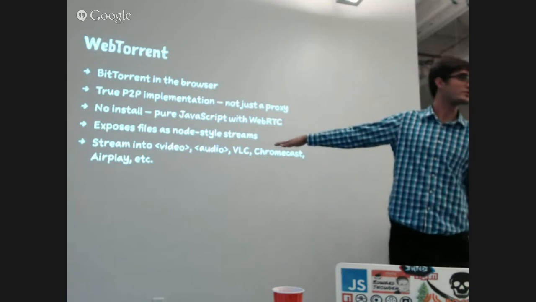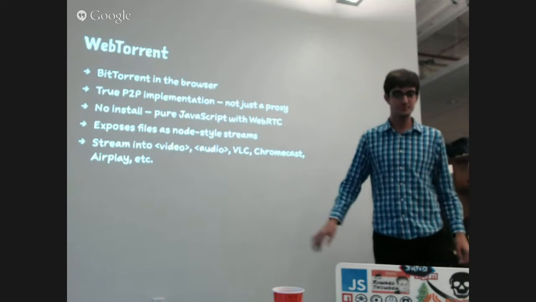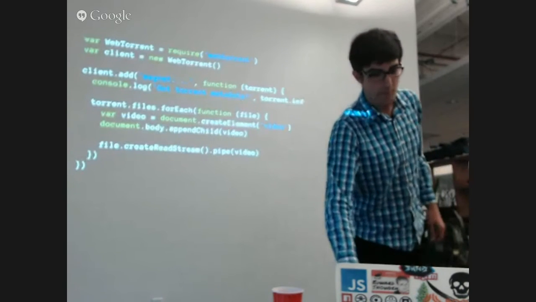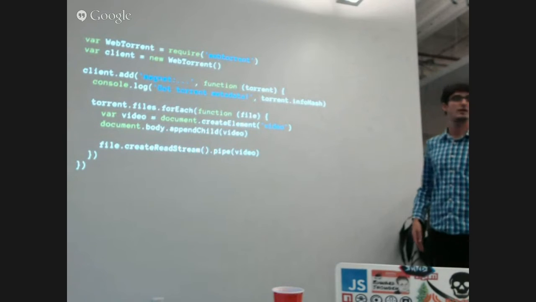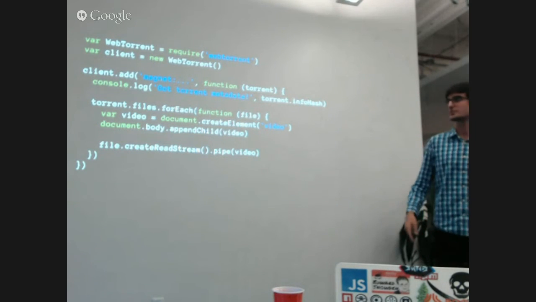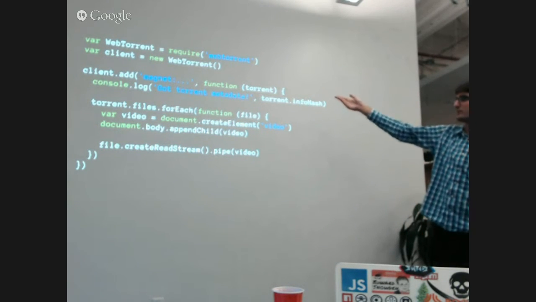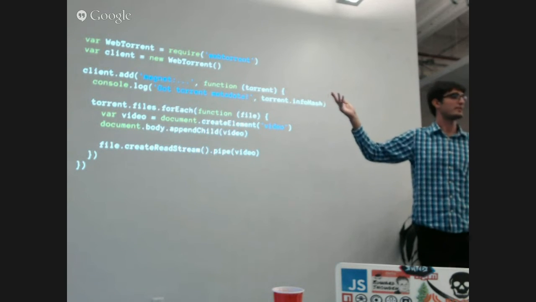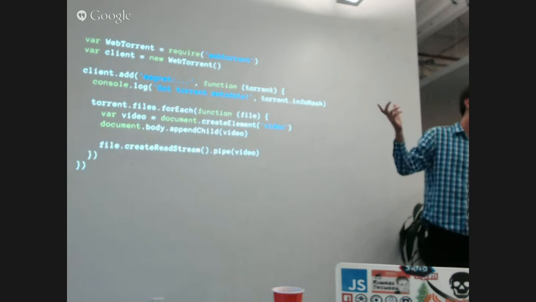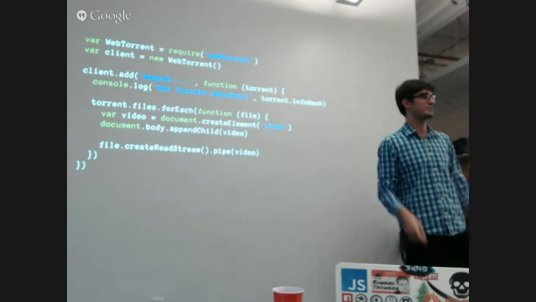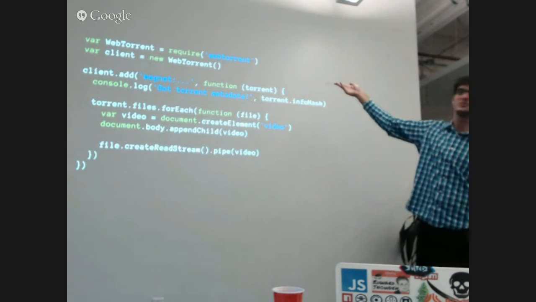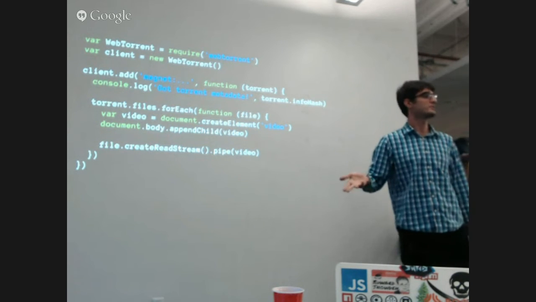And in the browser, you can stream it into a video tag or an audio tag. The code is really simple. This is kind of what it looks like to get a torrent to play into a video tag in the browser. You just require the library. If you don't use Browserify or something like that, then you can also just include a script tag on the page. How many of you have heard of Browserify or used Browserify? Okay, cool. It's awesome. It lets you use Node's require in the browser.